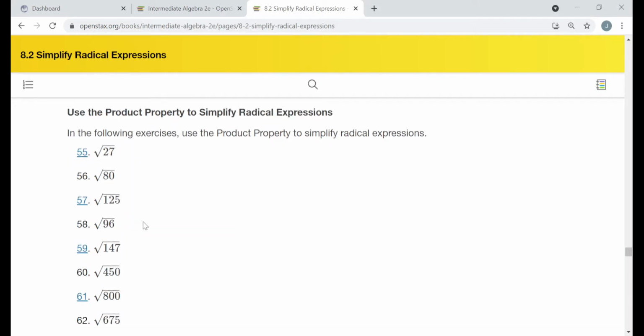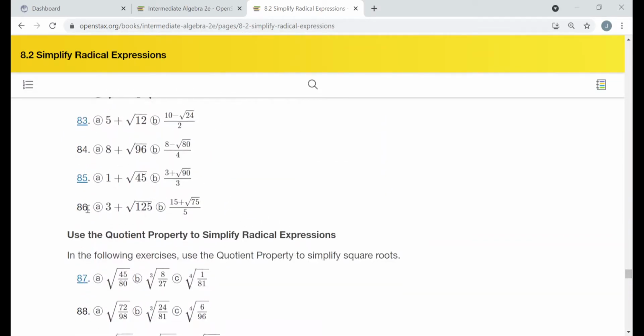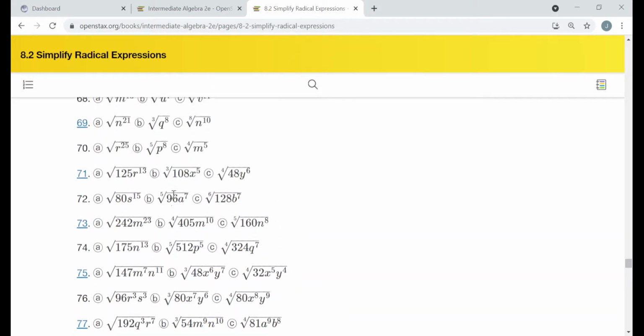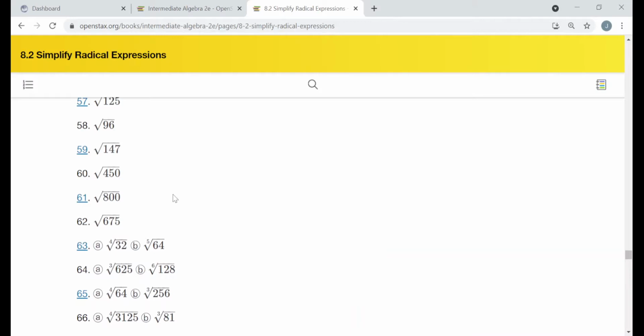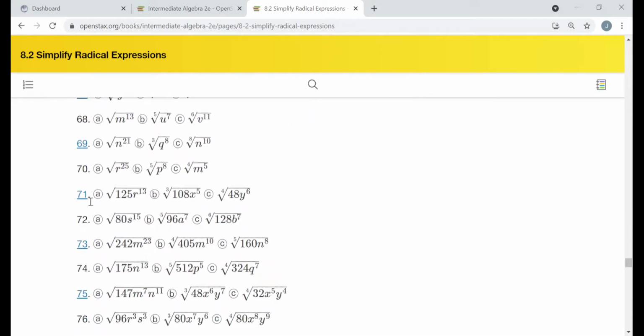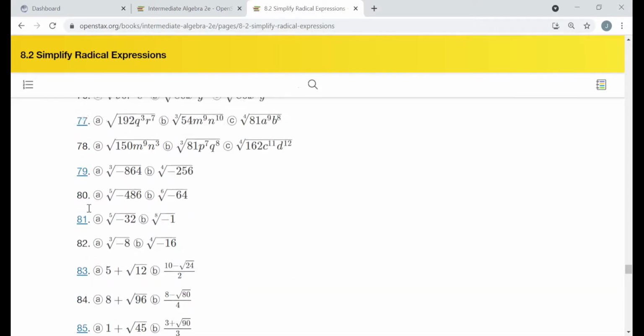In this video, I will be working on exercises 55 all the way to 86. So that's 32 problems, and all their parts. Each of these 32 problems, I'm going to call example 1 for number 55. I'll call number 56 example 2 in the video, example 3 for number 57, etc., all the way down to example 32, which will be exercise 86.